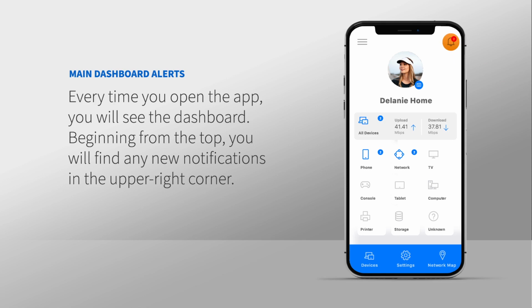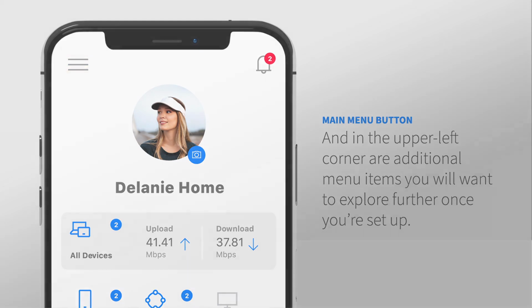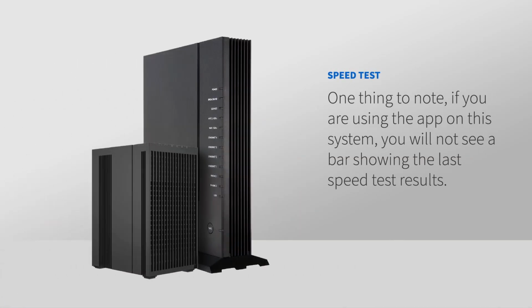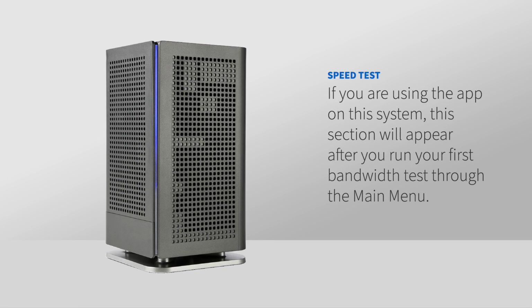Beginning from the top, you will find any new notifications in the upper right corner. And in the upper left corner are additional menu items you will want to explore further once you're set up. One thing to note, if you're using the app on this system, you will not see a bar showing the last speed test results. If you're using the app on this system, this section will appear after you run your first bandwidth test through the main menu.